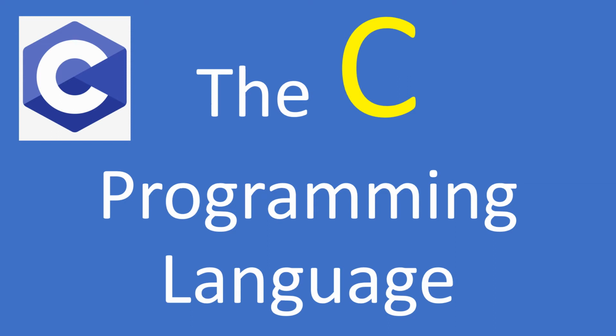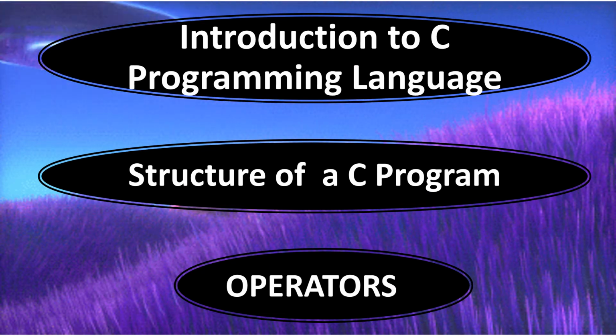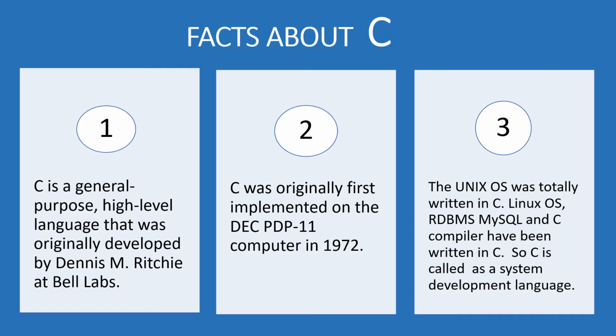The C programming language. Facts about C. C is a general-purpose, high-level language that was originally developed by Dennis M.